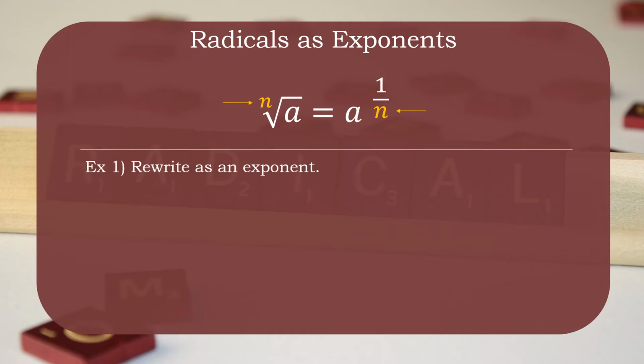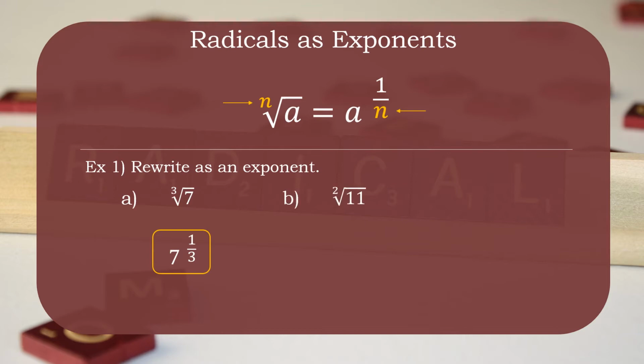For example 1, it says rewrite as an exponent. For a, we have the cubed root of 7. Notice 7 is your radicand. That will become your base. The 3 is your index. That will become your denominator. So the result will be 7 raised to the power of 1/3.